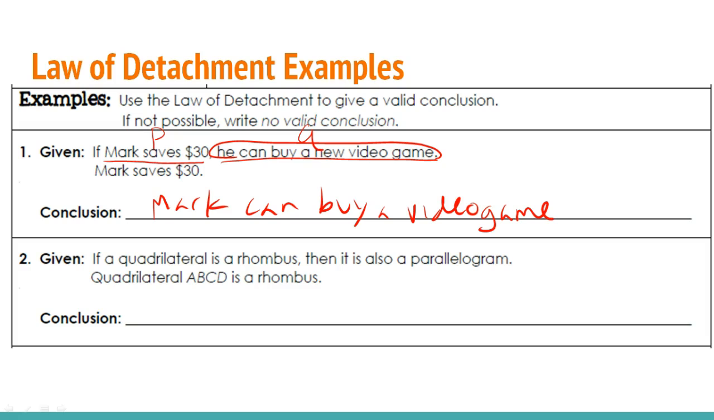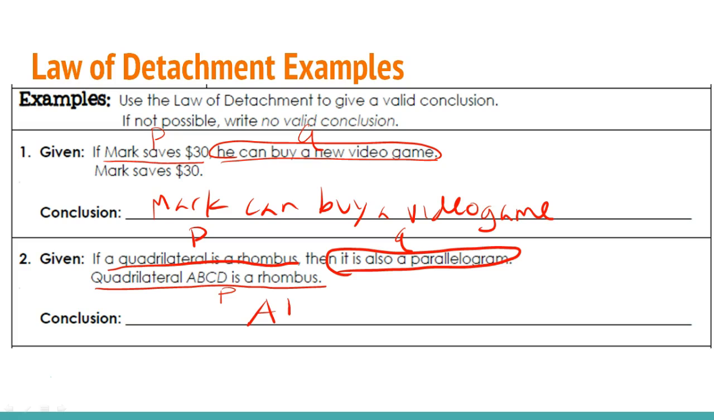Here it says if a quadrilateral is a rhombus, that is our hypothesis, so that's P, then it is also a parallelogram, which is my conclusion, Q. And then they state that quadrilateral ABCD is a rhombus. This right here is the same thing we had already. This is P again. So our conclusion is that we can say quadrilateral ABCD is also a parallelogram.